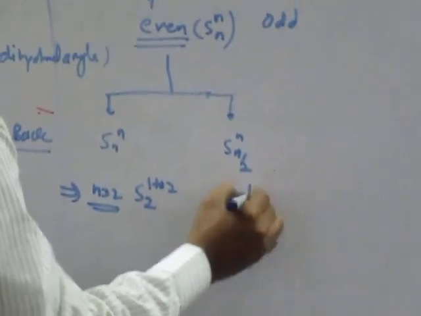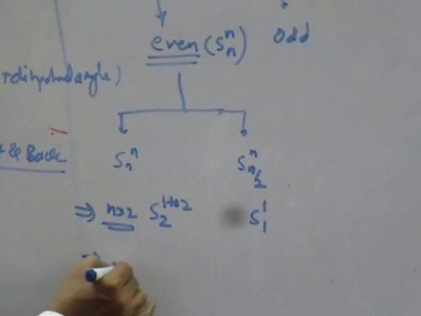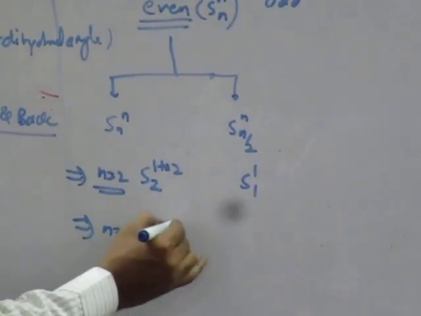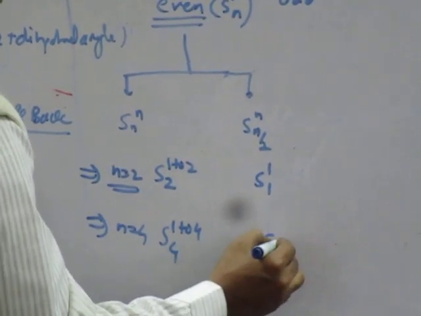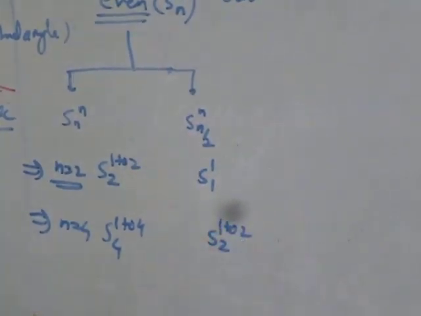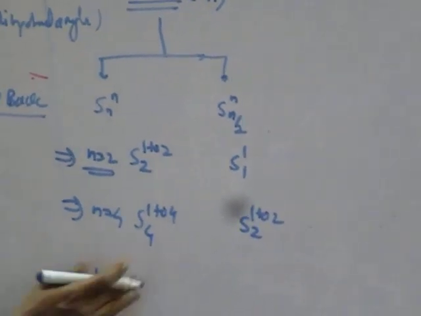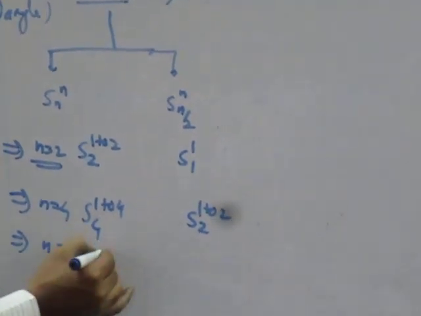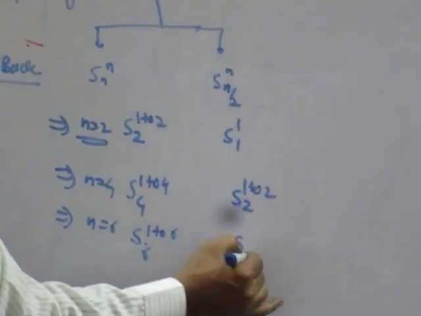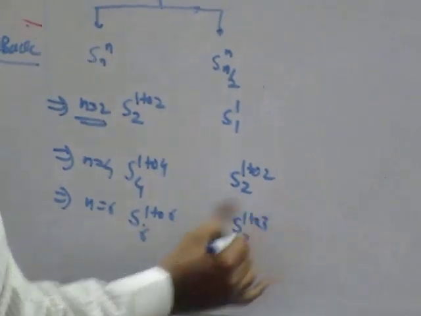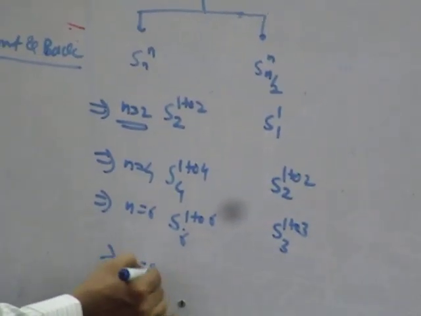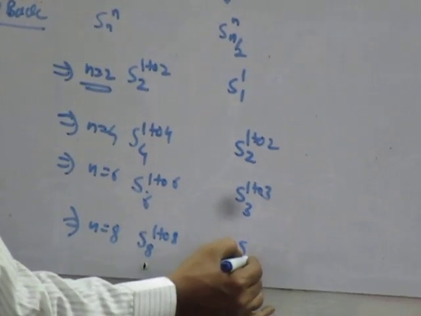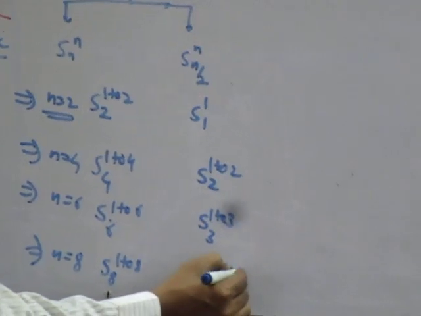Then n equal to 4, S4 of 1 to 4 is equivalent to S2 of 1 to 2. Then n equal to 6, S6 of 1 to 6 or S3 of 1 to 3. Then n equal to 8, S8 of 1 to 8 is equal to S4 of 1 to 4.